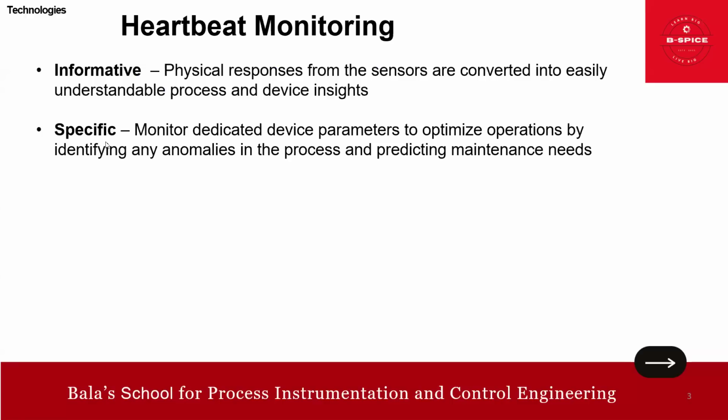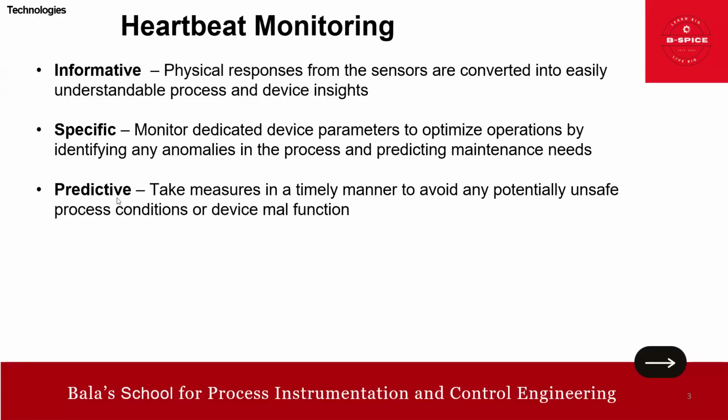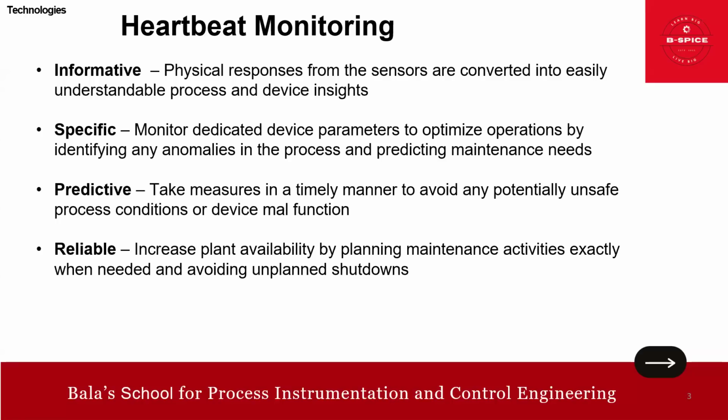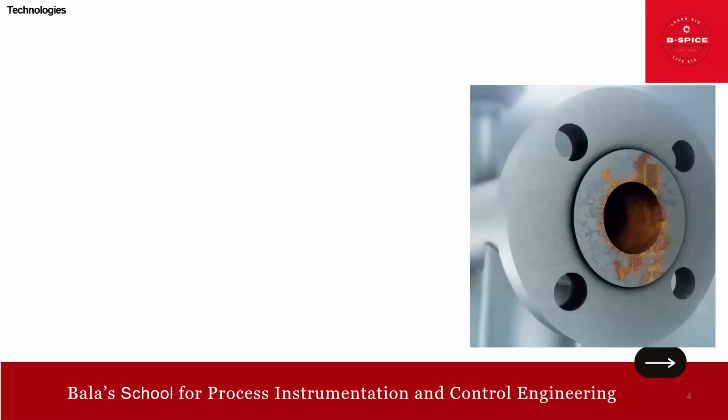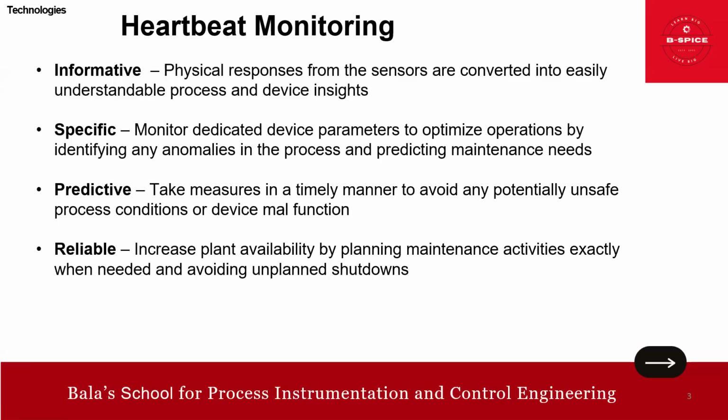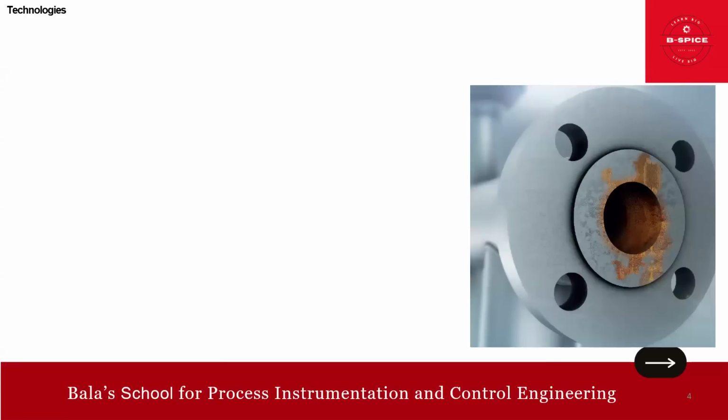So it's informative and it is specific. And of course, it is predictive, in the sense that it takes measures in a timely manner to avoid any potentially unsafe process condition or device malfunction. And of course, reliable: it increases plant availability by planning maintenance activities exactly when needed and avoiding unplanned shutdowns. So these are the advantages of heartbeat monitoring. Now we'll go into the actual content of this video.